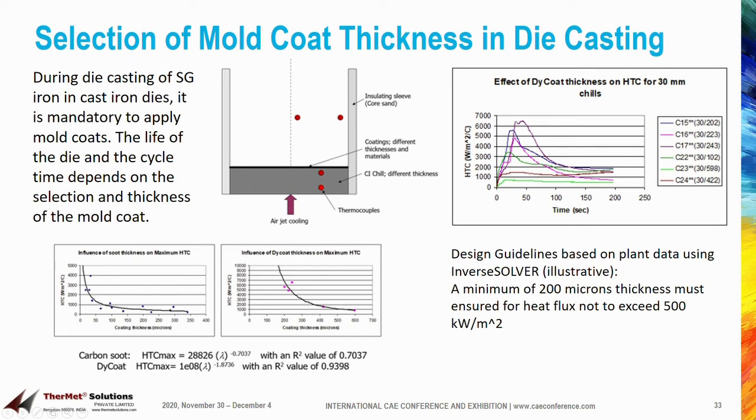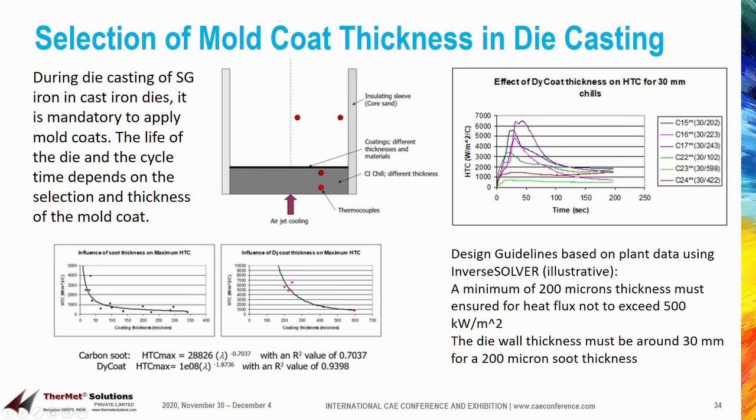A typical guideline could be like a minimum of say 200 micron soot thickness must be ensured for keeping the heat flux at a maximum of 500 kilowatt per meter square. A second guideline could be the die wall thickness must be around 30 millimeters on an average for a 200 micron soot thickness. Such guidelines cannot, however, be taken as universal, as the heat transfer conditions depend on the casting geometry, size, weight.